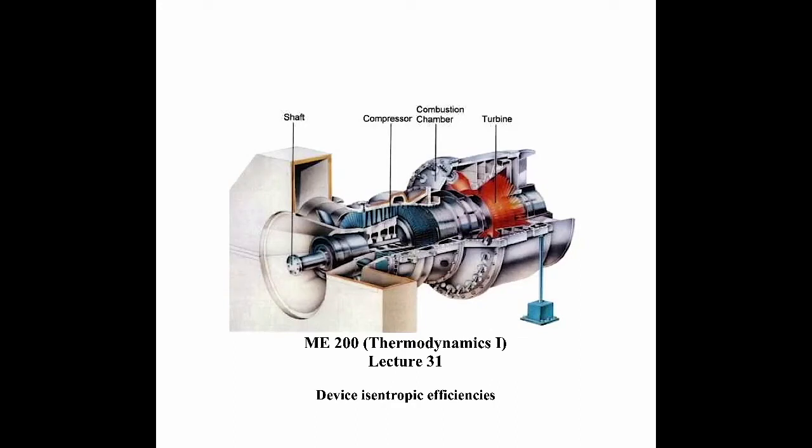Okay, welcome to lecture 31. In this lecture, we're going to talk about device isentropic efficiencies. Specifically, we'll talk about isentropic efficiencies for a compressor, a turbine, and a nozzle.